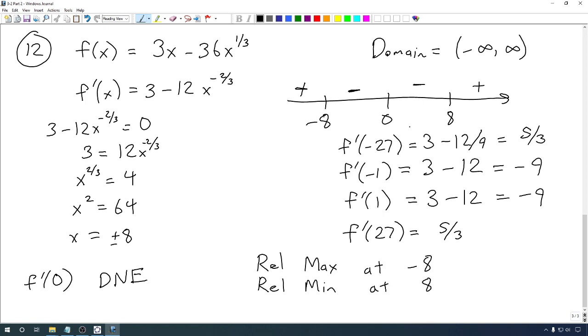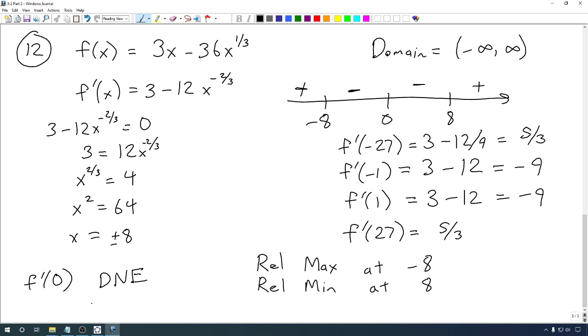But at 0, even though 0 is a full-on critical point, it's not a discontinuity, the function does not stop at 0. It's decreasing. It kind of does something at 0, and then it continues decreasing. It's not a relative maximum or relative minimum.